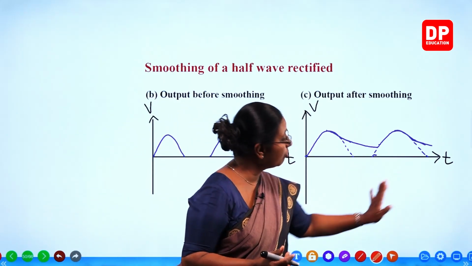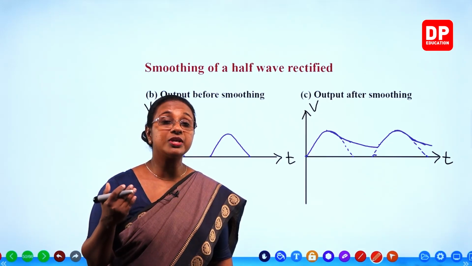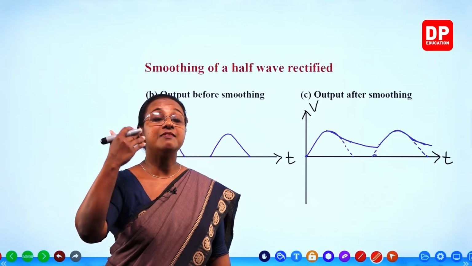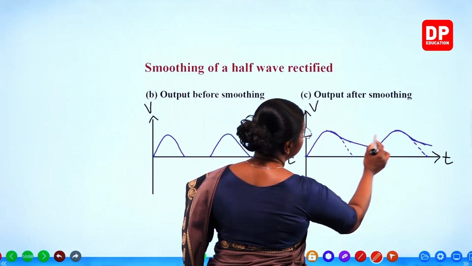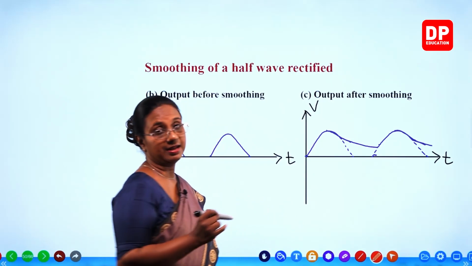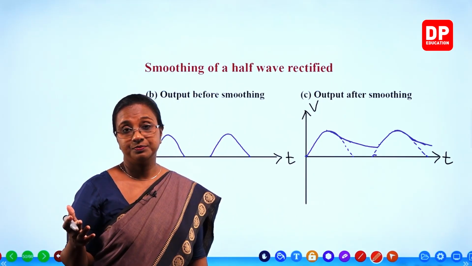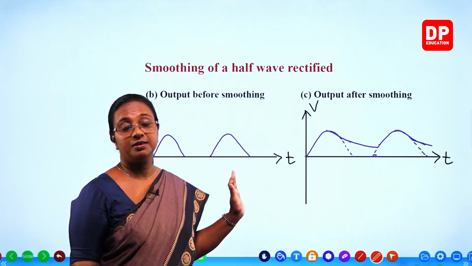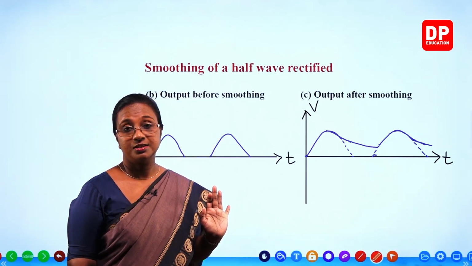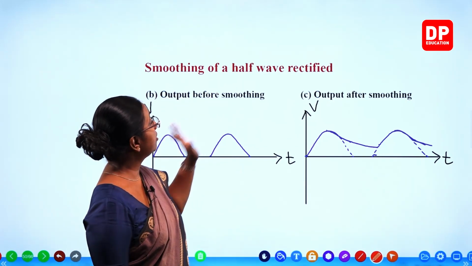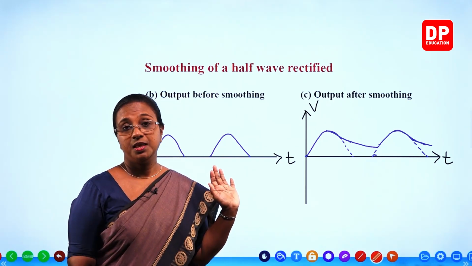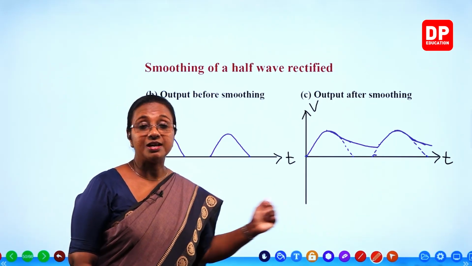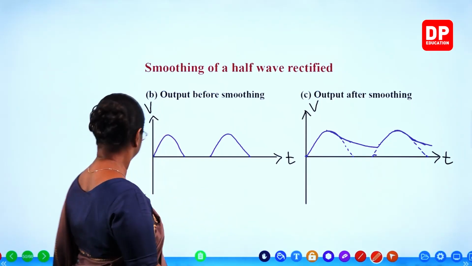To make this even more efficient, what we can do is we can use capacitors with higher capacitance value. Then there will be more discharge and the graph will be almost like a straight line. It will be better. So this is before smoothing, this is after smoothing. Is that clear, students? So this is with the smoothing of a half wave rectified. But you can do that with the full wave rectified also. We will try to understand that in the next slide.